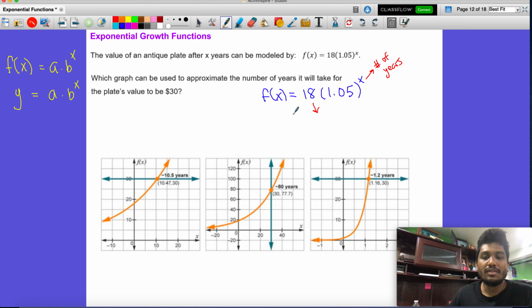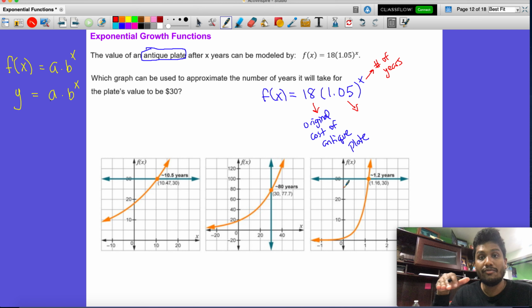So this 18 represents the initial amount, but what are we taking the initial amount of? It doesn't tell you here, but it does give a clue as to what this problem is about. It's about an antique plate. So we can say that this is the original cost of the antique plate. Then what would the 1.05 represent?